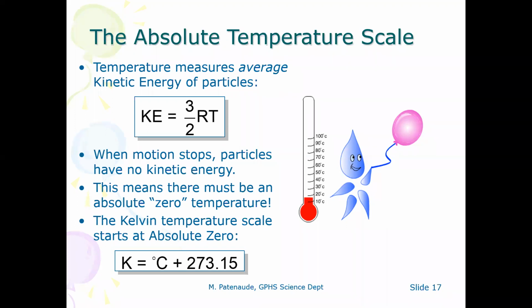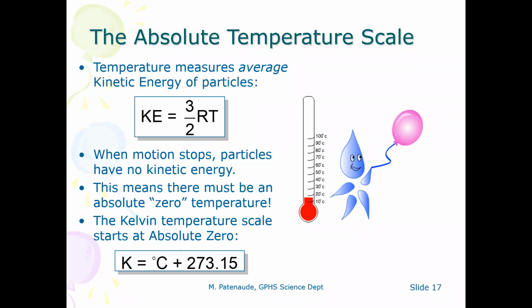So if your house right now is sitting at, let's say, 20 degrees Celsius inside your house, then all of the gas particles in the air around you, they're all flying around and they're all moving at different speeds, right? But there's an average speed of all the molecules in the air. That means there's an average kinetic energy for the particles.